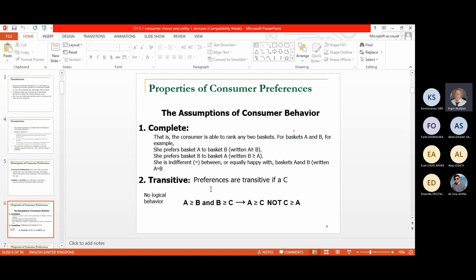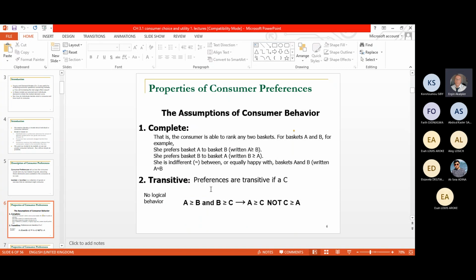When we look at the properties of consumer preferences, we have some assumptions for this behavior. The first important assumption is completeness. The consumer is able to rank any two baskets, A and B, because you have preferences. When you go to the market, you always have preferences to determine which product you are going to buy and which combination will be the best possible option for you.